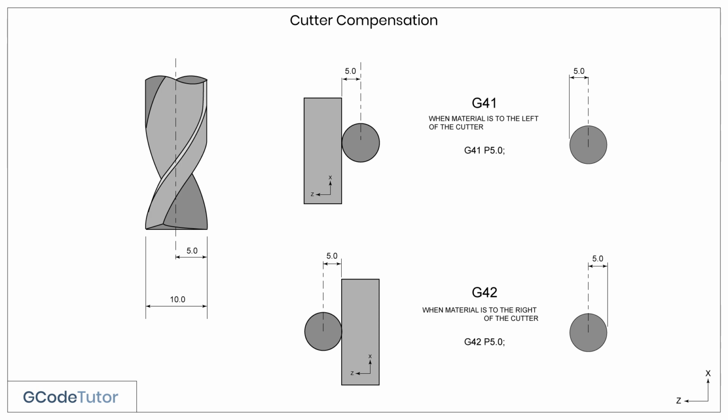Now, the two types of G-codes that we use are G41 and G42. The G41 G-code tells the machine the material is to the left of the cutter, while G42 tells the machine the material is to the right.